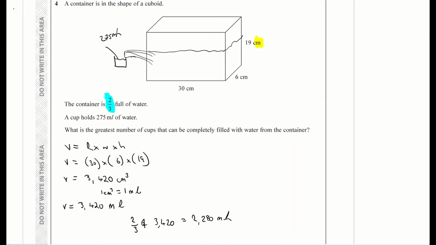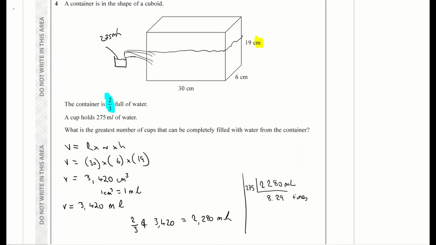So what I'm going to do there is take the volume of my container, which is 2,280 milliliters, and divide that by the volume of my cup, which is 275 milliliters. And 275 goes into 2,280 8.929 times.